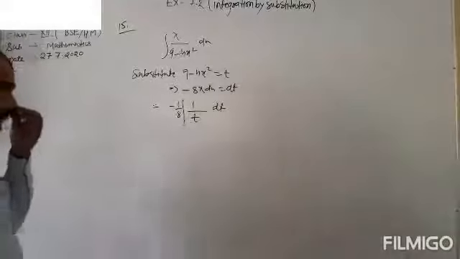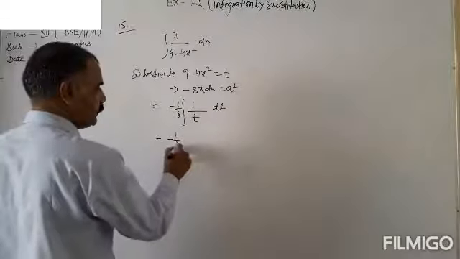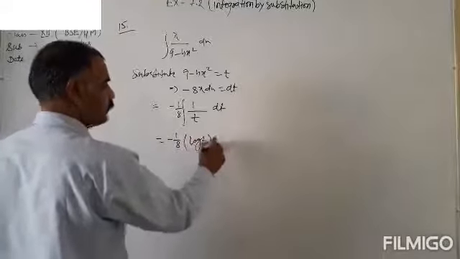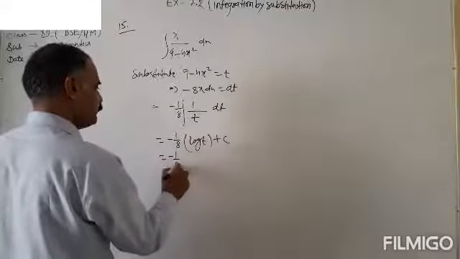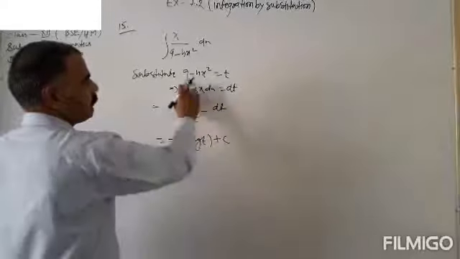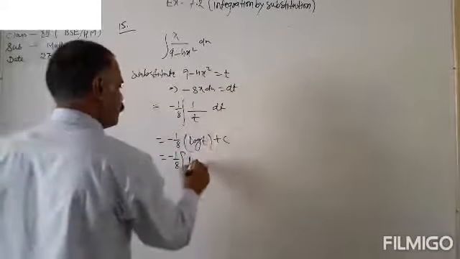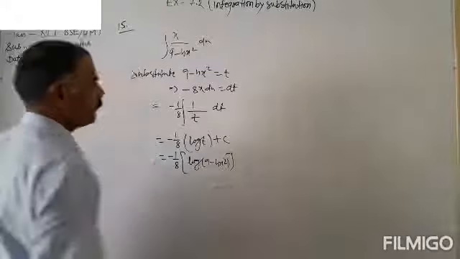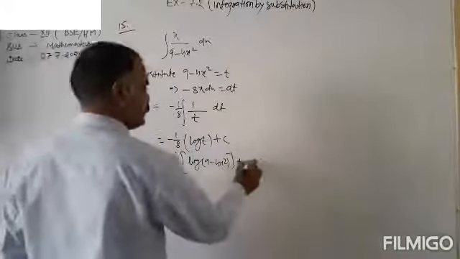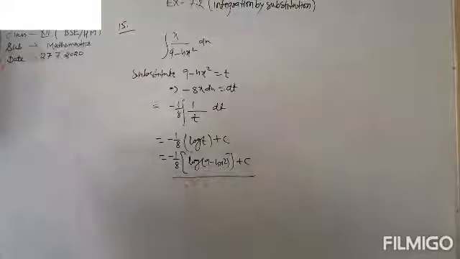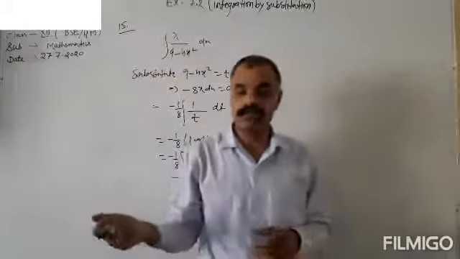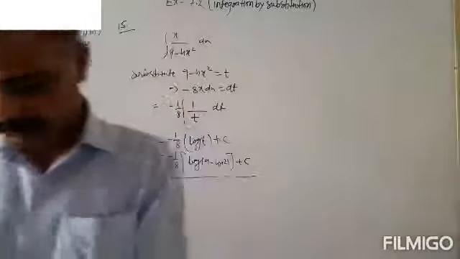Okay, now we integrate minus 1 upon 8. Integration of 1 upon t is log t plus c. Now minus 1 by 8 log t, putting the value of t, that is 9 minus 4x square, log of 9 minus 4x square plus c. So this is the answer of question number 15.